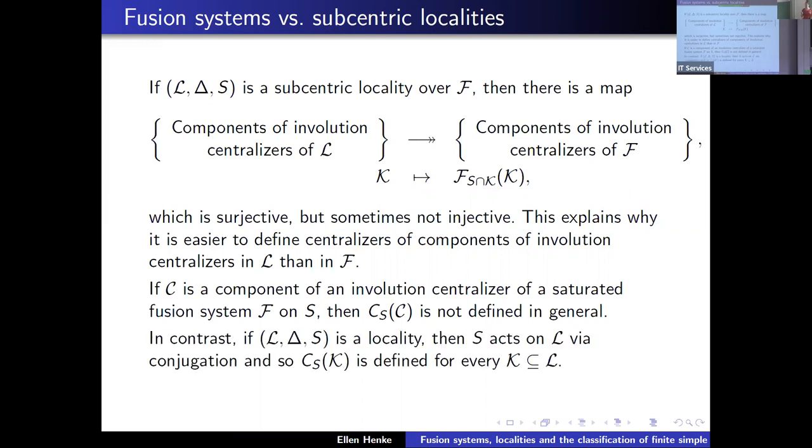Whereas in localities in general, this is super easy, because one can show that the p-subgroup S acts on L via conjugation. So the conjugate of an element of L by an element of S is always defined, and this gives you just an action in the normal sense. So we have a centralizer in S of K defined, and it's a subgroup of S immediately for any subset, so in particular for any local component. So that's already some advantage before we even have done some actual work.